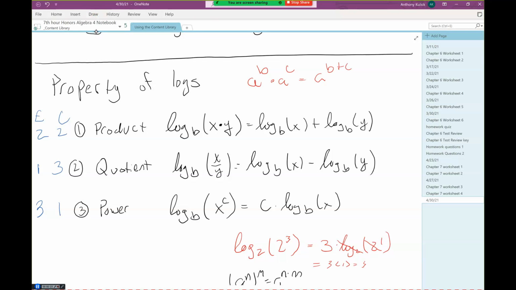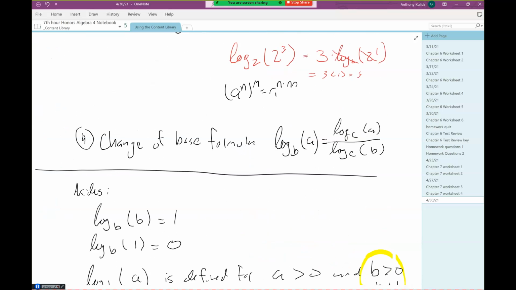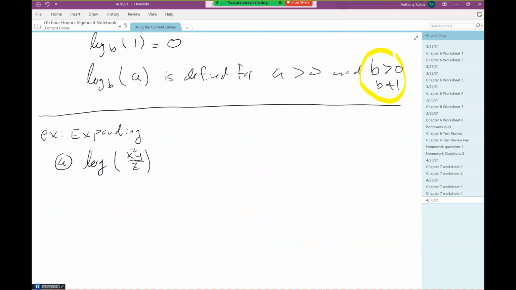Let's return back to our example now. We're expanding, so the first thing we're going to look to do is look for quotient properties. Is there any division going on inside my logarithm? Yes, right? So I can apply the quotient property to say I have log of the numerator minus log of the denominator.